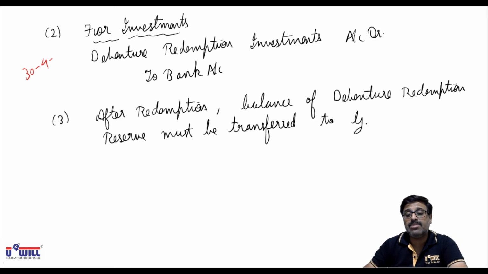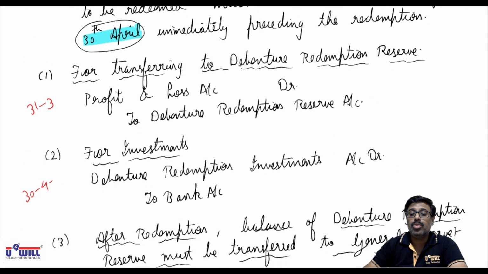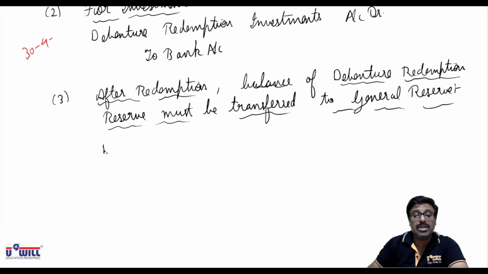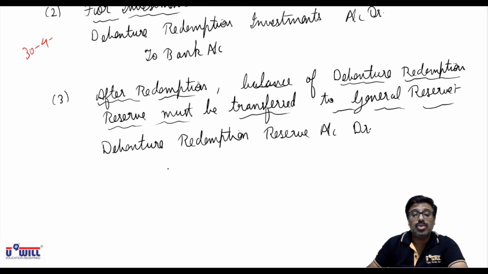So after the redemption of debentures is done, the balance of debenture redemption reserve will be transferred to general reserve. So what entry will we pass for transferring the balance to general reserve? Debenture redemption reserve, which we credited, to close that we will reverse and debit. Just now in the first entry, debenture redemption reserve account was credited. So to close that we will reverse and debit. So debenture redemption reserve account debit, and we transfer it to general reserve. So to general reserve account.